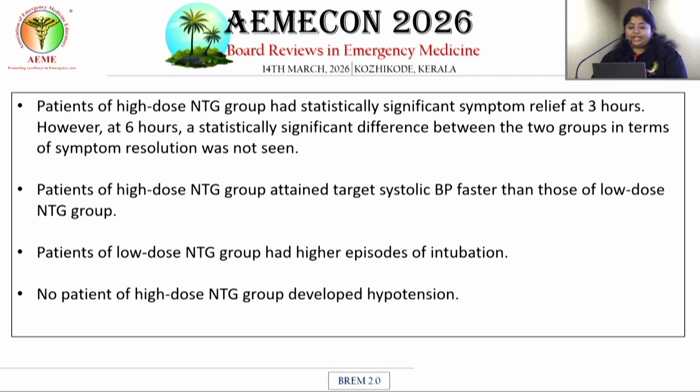So we found that patients of the high-dose NTG group had a statistically significant symptom relief at 3 hours. However, by 6 hours, there was not a statistically significant difference between the high-dose and the low-dose group. That means for rapid symptom resolution, high-dose nitroglycerin infusion was beneficial. Patients of the high-dose NTG group attained the target systolic BP faster than those of the low-dose group. And the patients of the low-dose NTG group had higher episodes of intubation. And it is to be noted that no patient of the high-dose NTG group developed hypotension.